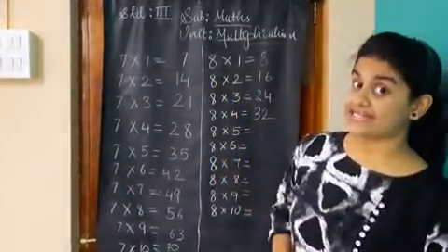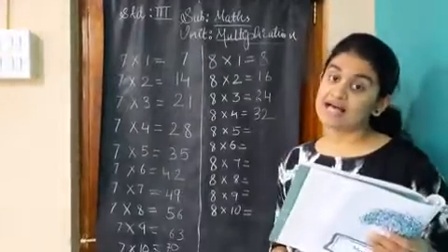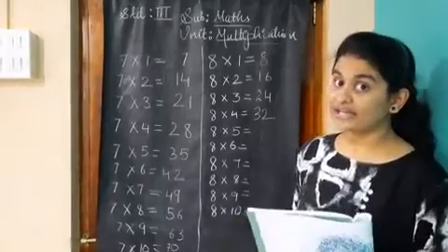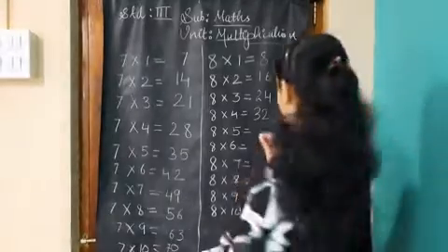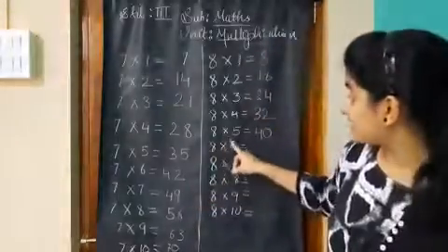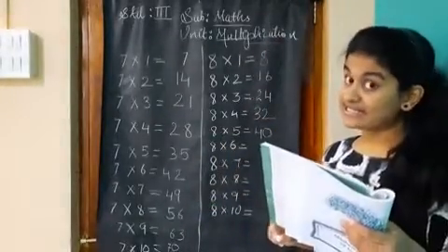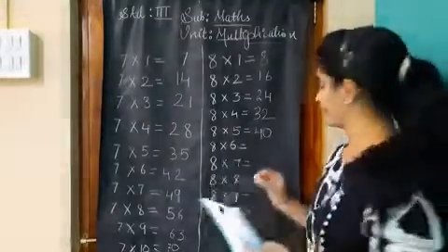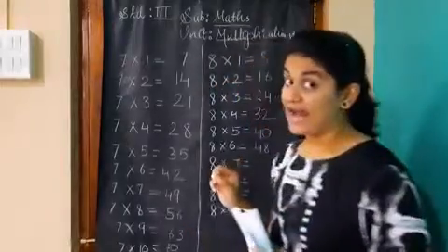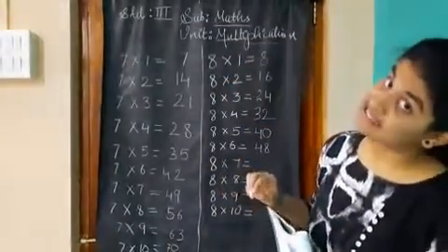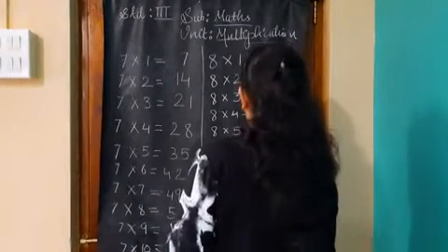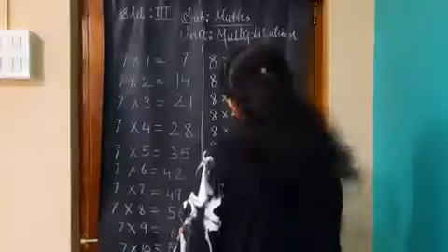What is 5 8s और 8 5s? Very good. 8 5s का आंसर होगा 40. बराबर. What is 8 6s? 8 6s is 48. 8 7s are 56. 8 8s का आंसर होगा 64.